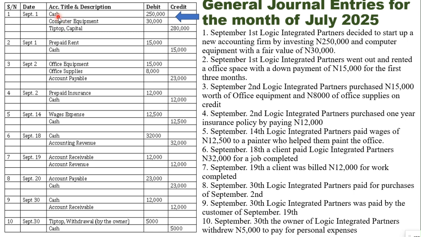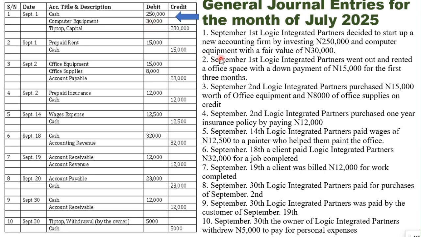Then he also invested computer equipment with a fair value of 30,000 naira. So he also invested computer equipment. We are going to create another account called computer equipment, and being created, we debited 30,000 naira.